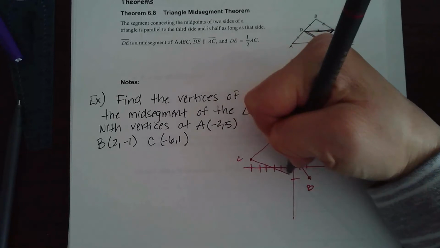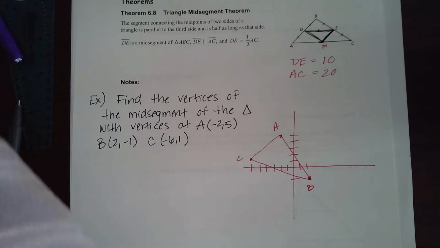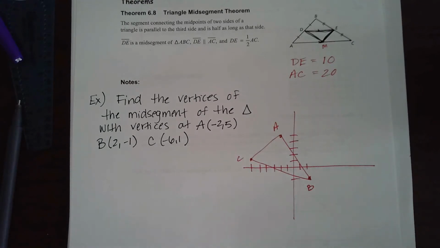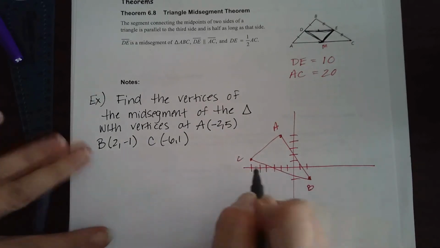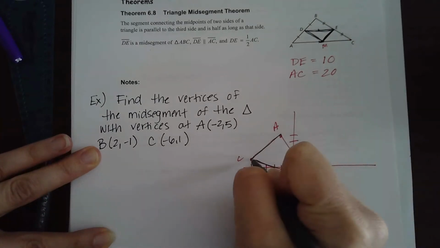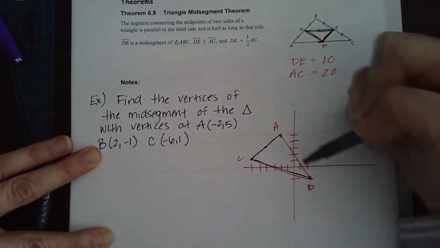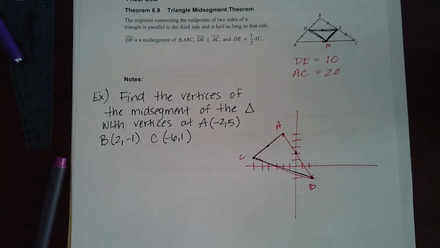What I'm going to be doing here is finding the mid-segment of the triangle. I'm going to find the mid-segment that's going to be parallel to side CB. Again, there's three separate mid-segments, right? So I want the one that's parallel to CB. I'm going to find the midpoint of AC and the midpoint of AB, and then connect them, and that's going to be the mid-segment that's parallel to CB.